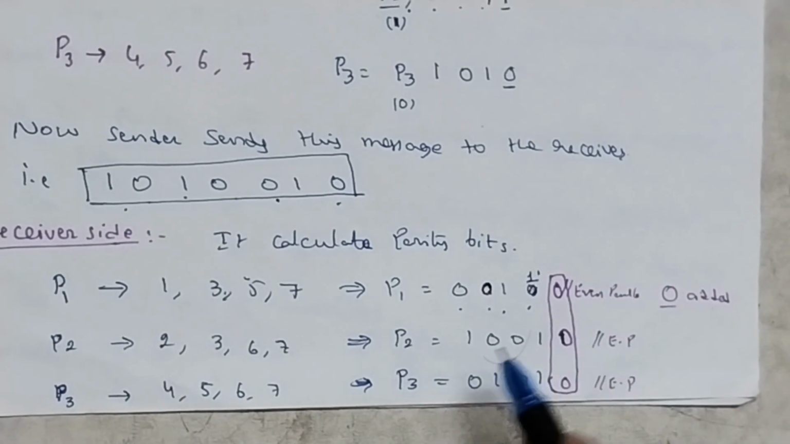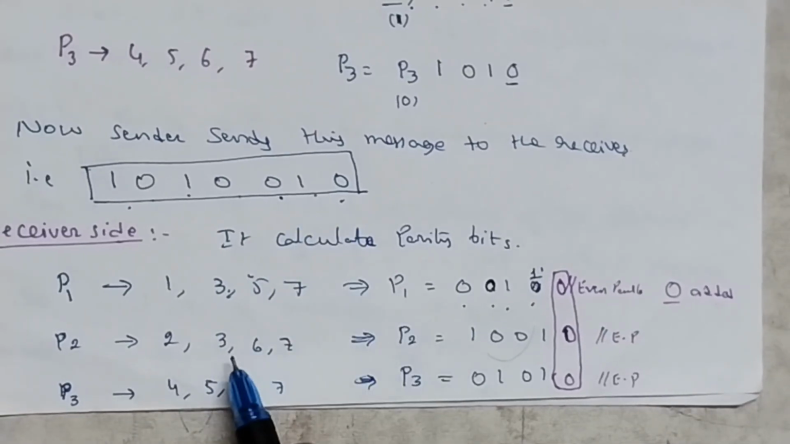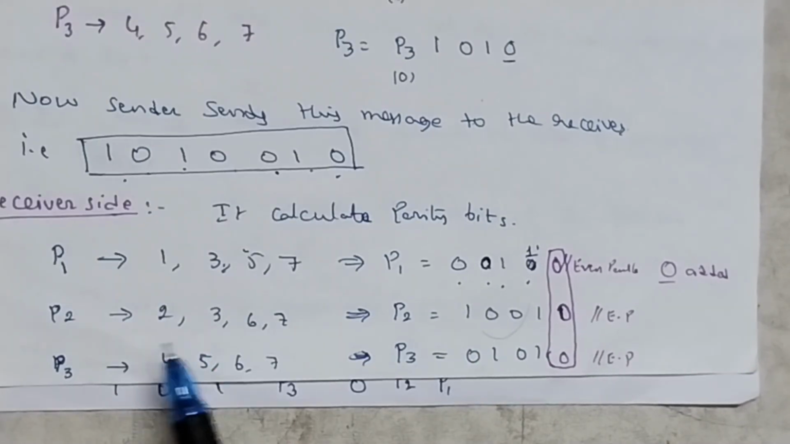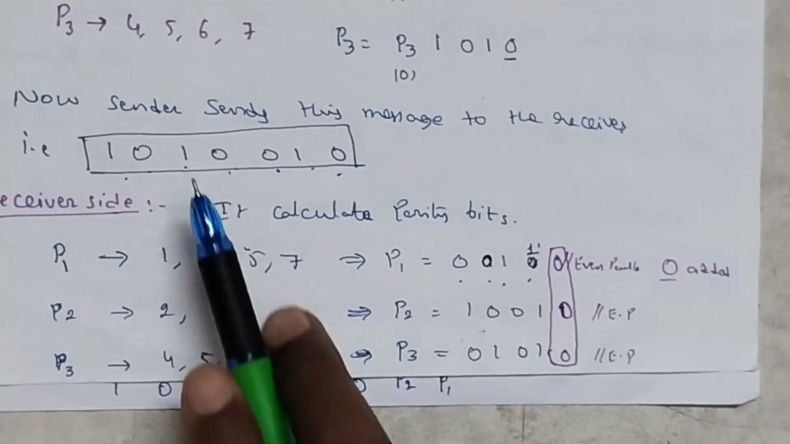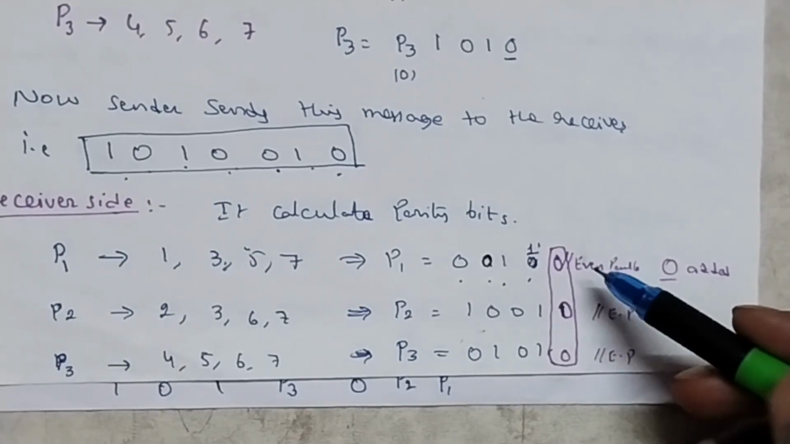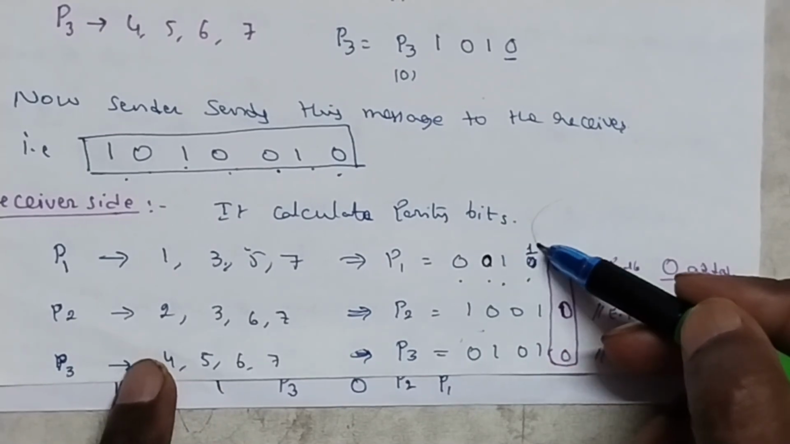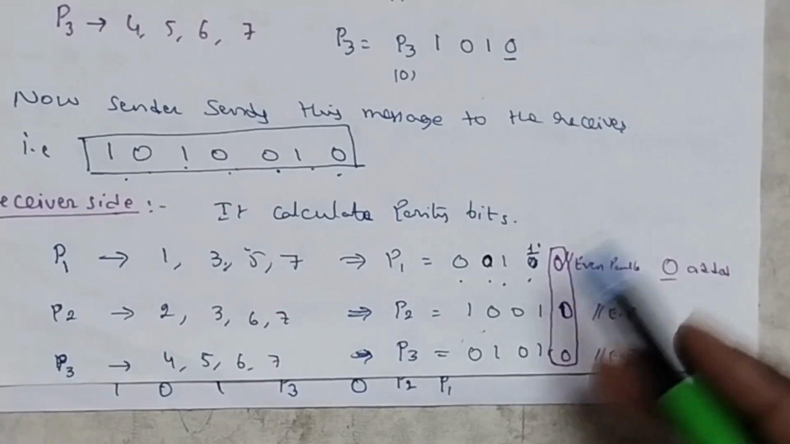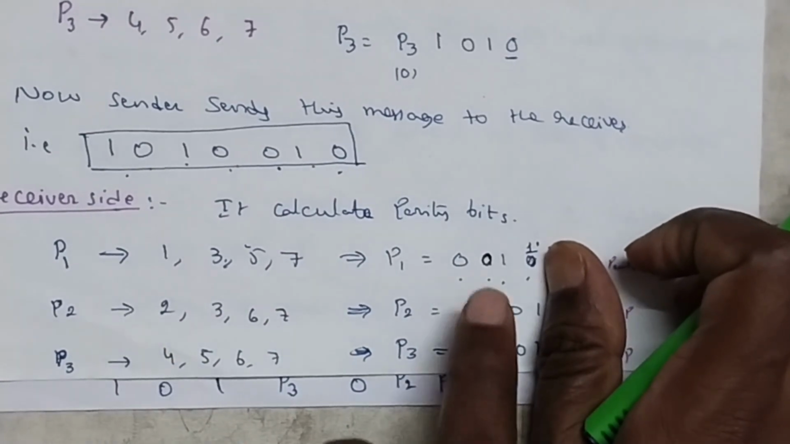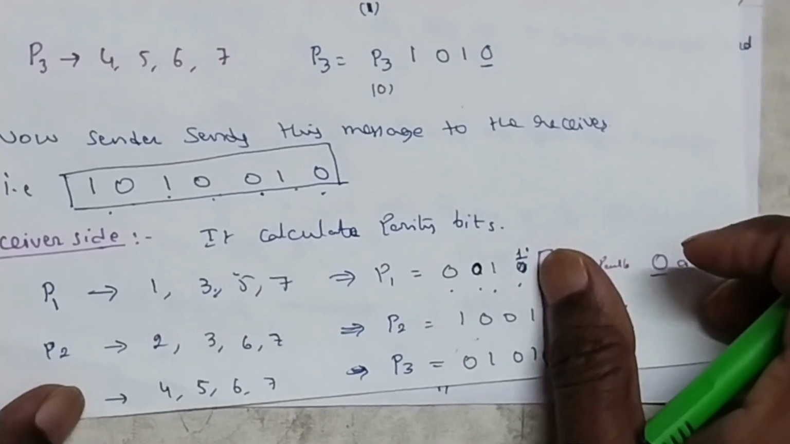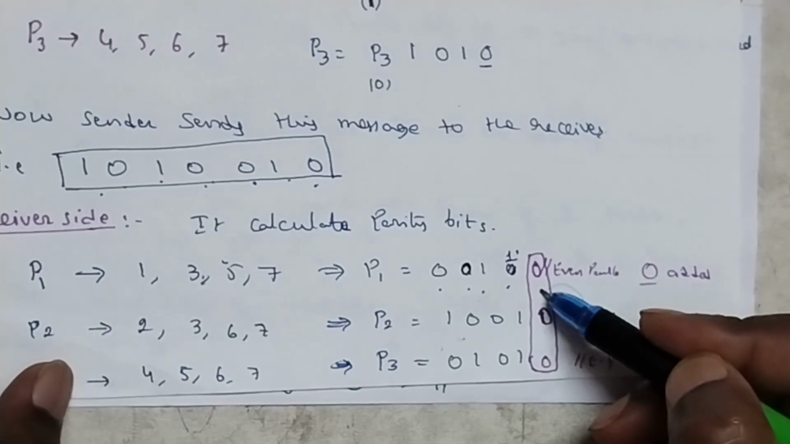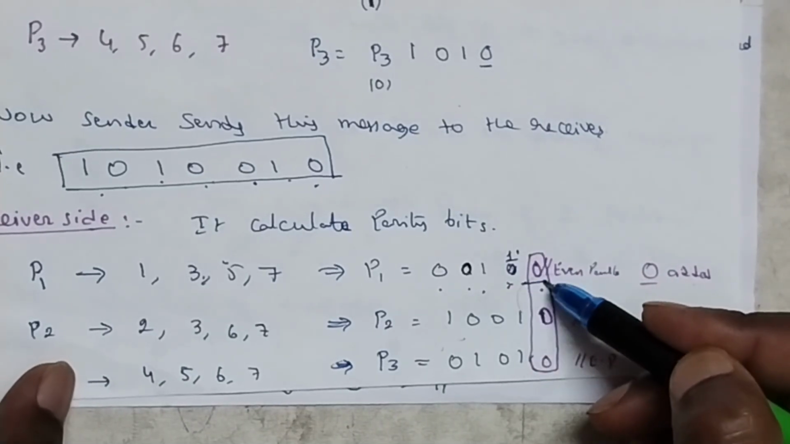Like this, for P2: positions 2, 3, 6, 7. The 6th is 0, the 7th is 1. For P3: positions 4, 5, 6, 7. The 4th is 0, the 5th is 1, the 6th is 0, the 7th is 1. Now how many parity ones are required for P1 to make it even parity? We already have 2 ones, which is already even parity. No need to add a one, so the parity is 0.